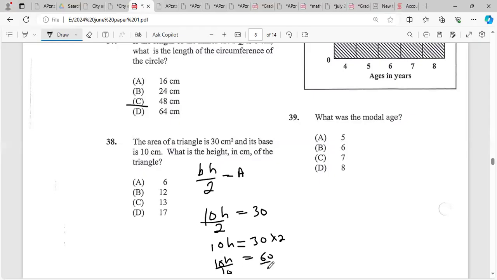This is a long way, guys. So h should be 6. And let's see if it makes sense: 6 times 10 is 60, divided by 2, that is 30. Let's move on to 39.